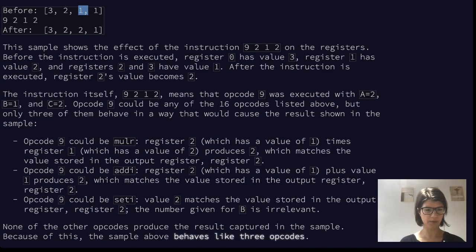Which has value of 1 times register 1. Opcode 9. Wait, what are A, B? Oh, those are the values in A, B, and C. A and B, 2 times 1, yes. It could be add I, register 2, which has a value of 1 plus 1. Why does register 2 have a value of 1?